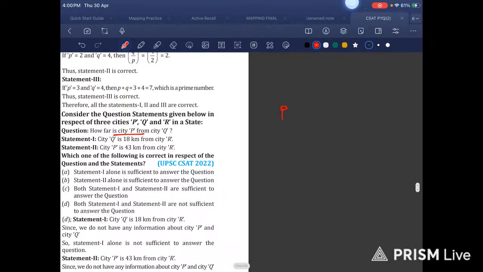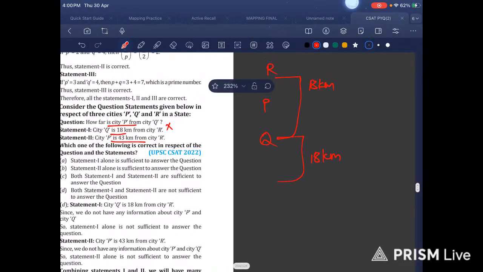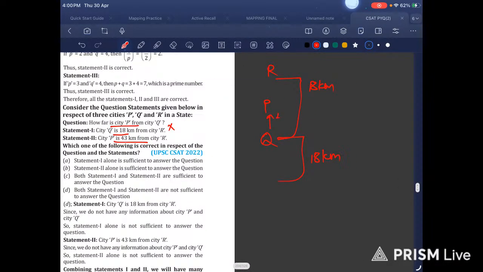Okay, this is P, this is Q. It says city Q is 18 kilometers from R. R can be anywhere. R can be here, 18 kilometers, or R can be here, 18 kilometers. So from this statement alone we cannot determine P. City P is 43 kilometers, so it can be like this, 43, or it can be like this, P 43. We do not know the exact distance of P and R.